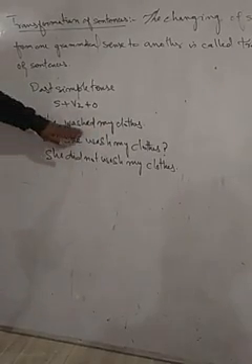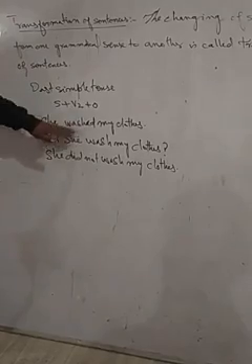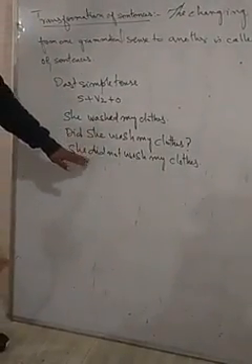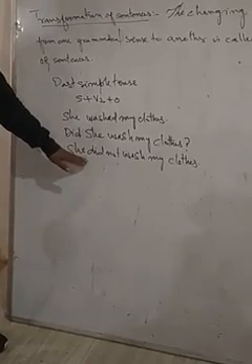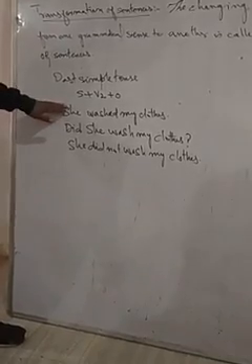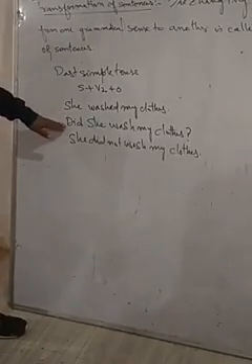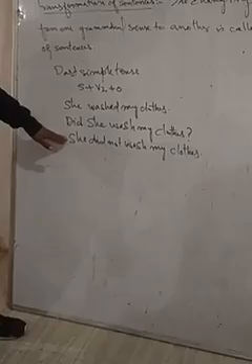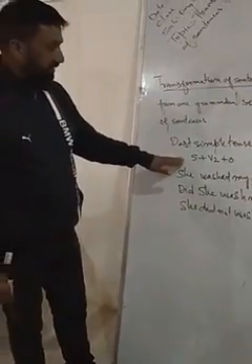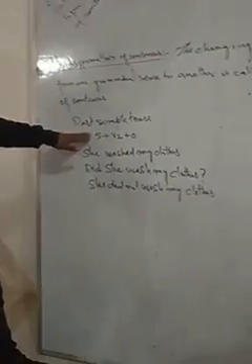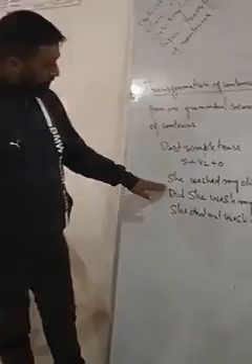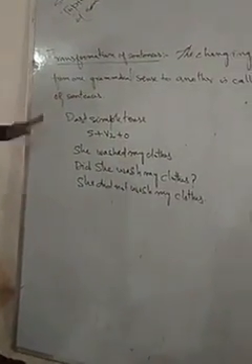Next. She washed my clothes is a positive sentence. I transformed this sentence, I changed the grammatical sense of this sentence, first into interrogative and then into negative. This is how you can change the grammatical sense of a positive sentence into an interrogative or negative sentence. But the most important thing you must remember here is that the past simple tense doesn't have an auxiliary verb. So we use did as an auxiliary verb here.